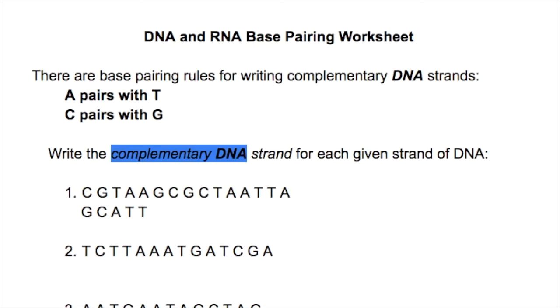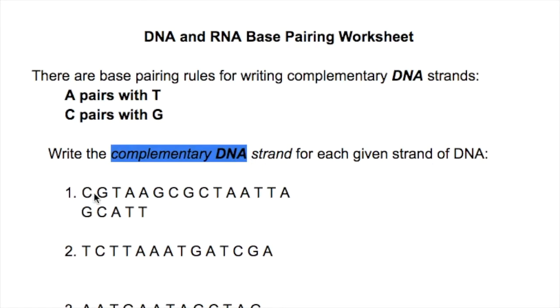DNA and RNA base pairing worksheet. There are base pairing rules for writing complementary DNA strands. A always pairs with T, or T with A. C always pairs with G, or G with C. Write the complementary DNA strand for each given strand of DNA below.